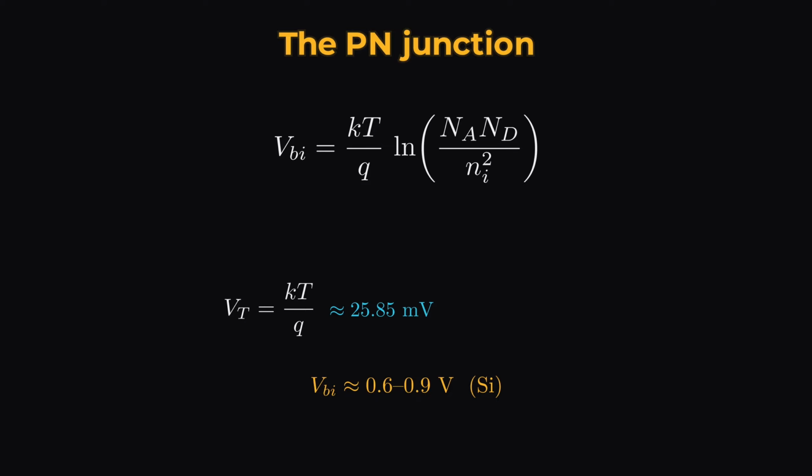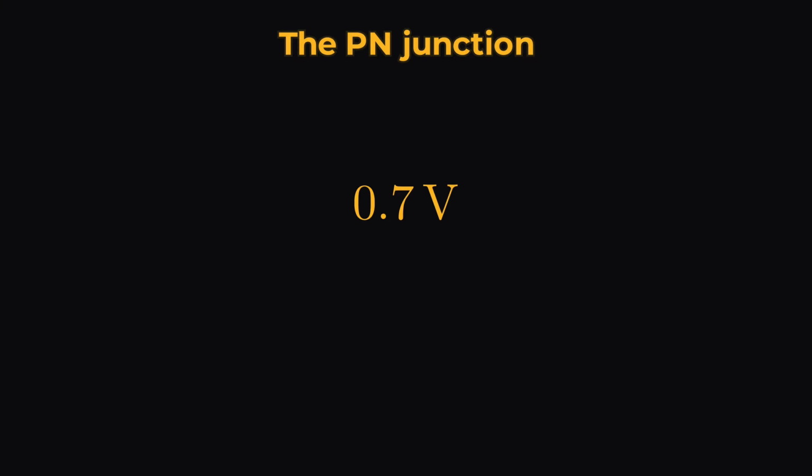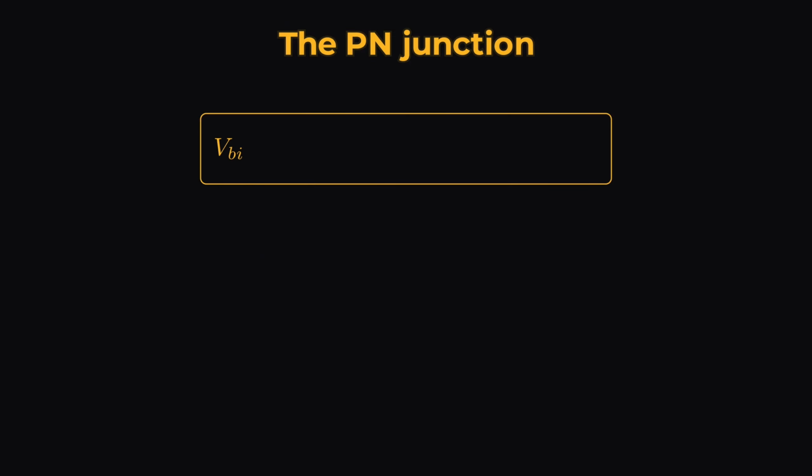It grows as doping increases. Germanium is lower because its intrinsic concentration is larger. Here is the most important clarification in this lesson. Three different quantities are often blurred into one number, 0.7 volts. Keep them separate. The first is the built-in potential, VBI. It is the equilibrium band bending set by doping.